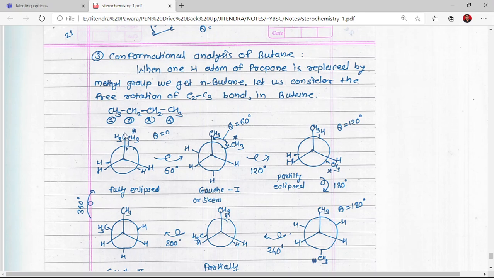This is your carbon number 1, the first CH3 group. This is your second carbon. Third carbon is this circle. And the fourth carbon is the methyl group.